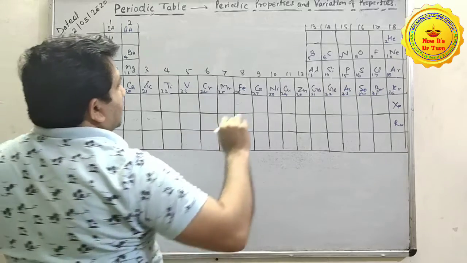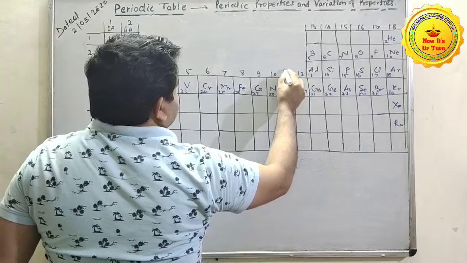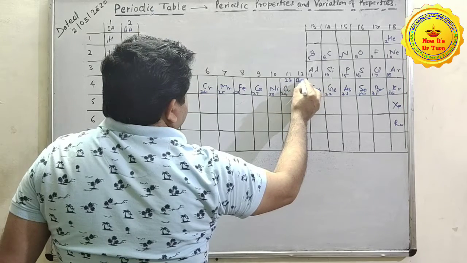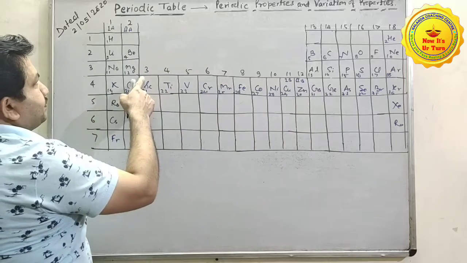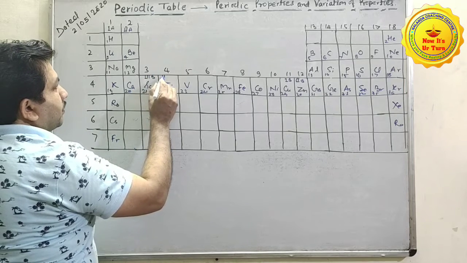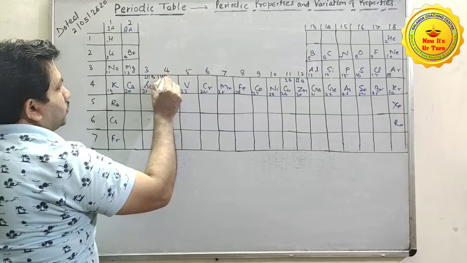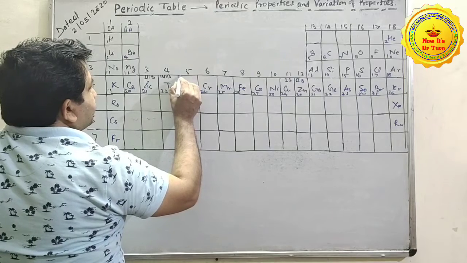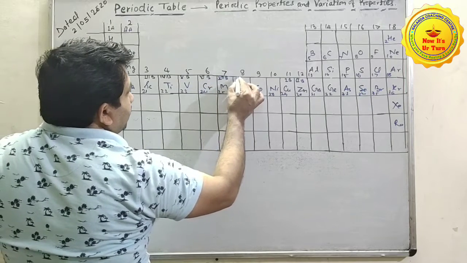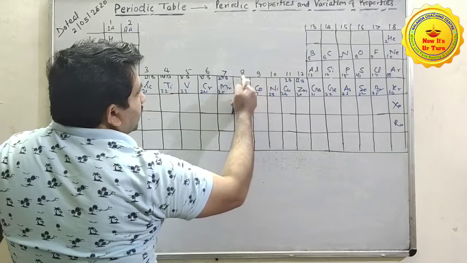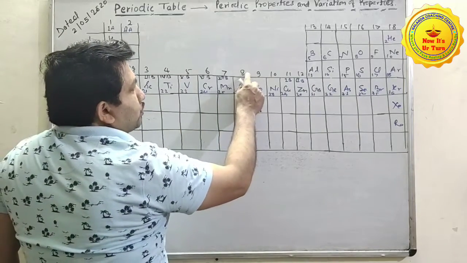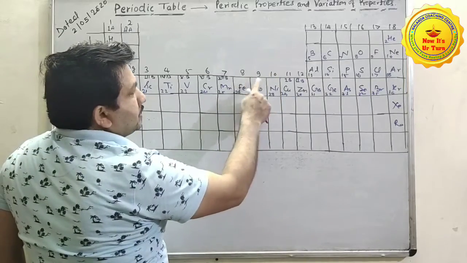Here, this one first B and second B. And this one third B, this one fourth B, this one fifth B, this one sixth B, this one seventh B, this one eighth. These two are eighth section, because this one eighth have three subgroup, this, this, and this.